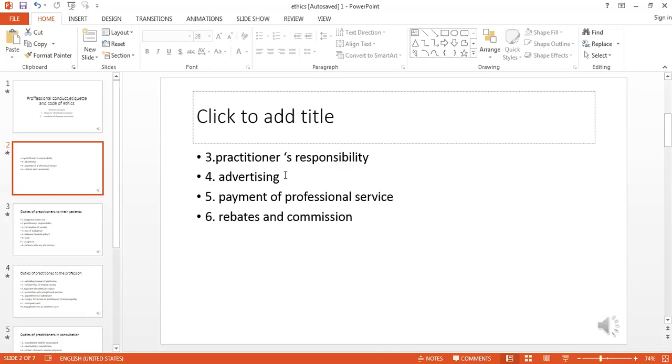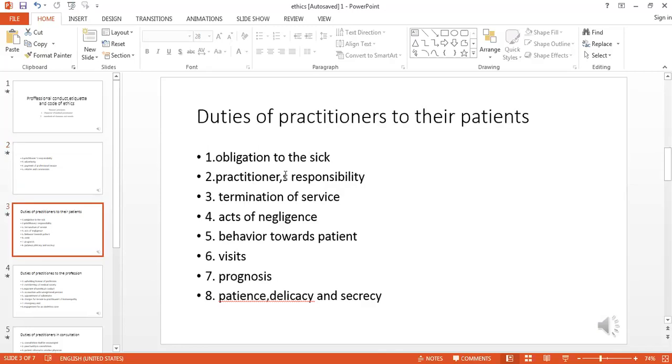Then rebates and commission, this is again important. There should not be any cut practice because this will cut you in very short time. Then we have seen the duties of practitioner to their patients. If a patient, in the sense we are treating the sick, who has signs and symptoms, you have to treat them. This is your whole and sole responsibility. You cannot terminate your service.